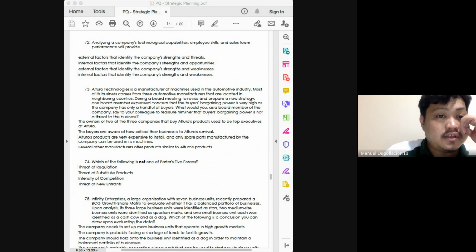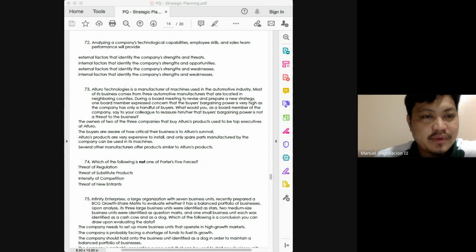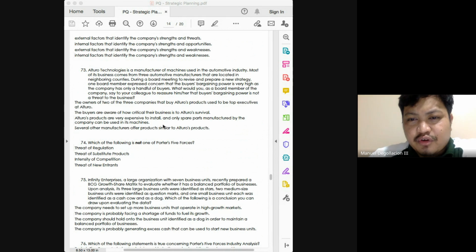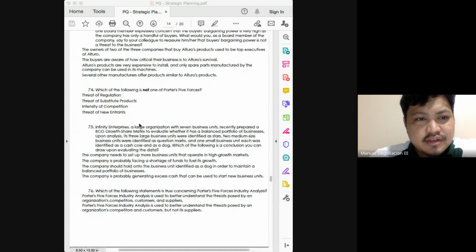Okay, so because of the expensive installation cost, the consumers might be very hesitant to once again incur the same costs, and because of the exclusivity of the available parts, again the consumers would be discouraged from making a switch to another provider. 74, which of the following is not one of Porter's five forces?